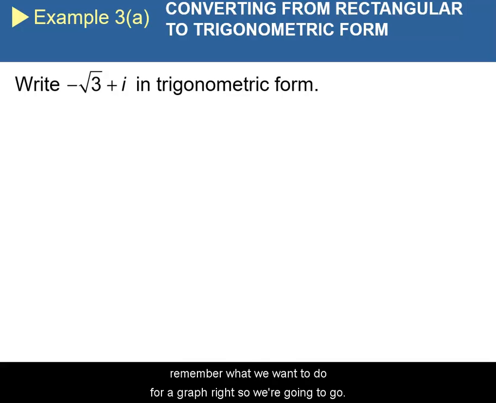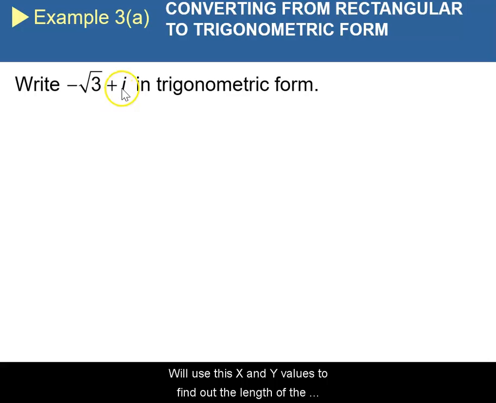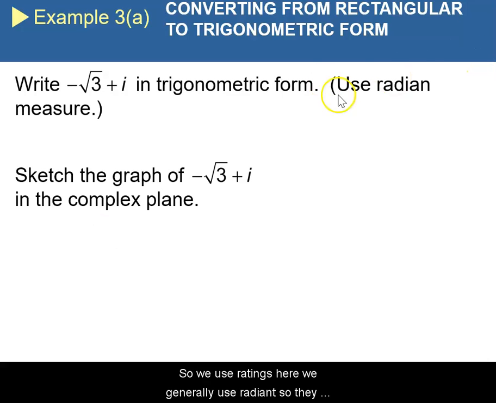Okay, so remember what it is that we want to do. First, we're going to graph, right? So we're going to go negative root 3 in the x direction and then up 1 in the y direction. We'll use these x and y values to find out the length of the vector, and then we can use tan inverse to find out the angle that's formed, and then it's very easy to write it in our polar form. Okay, so we use radians here. We generally use radians, so the examples were in degrees, but generally radians is the measure that you use.